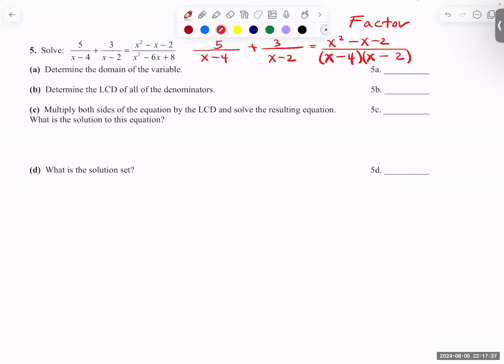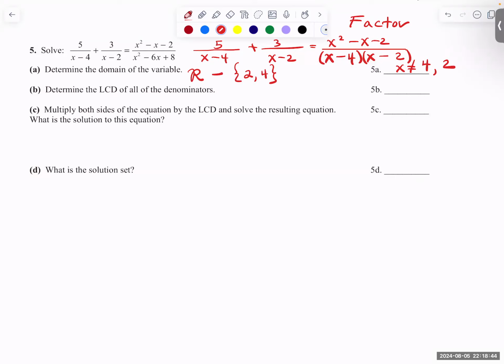So the domain is generally all real numbers except any excluded values or restricted values. And that would include 4 and positive 2. So x cannot equal, solutions cannot be either positive 4 nor positive 2. Those are not possible as solutions. Again, this may also be expressed, the domain is the set of all real numbers except curly brace 2, 4.